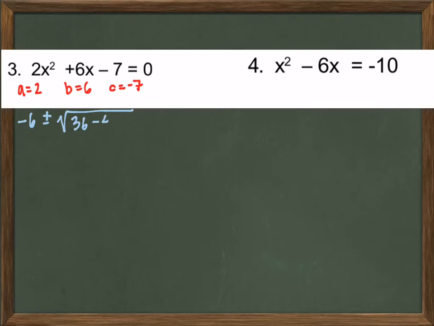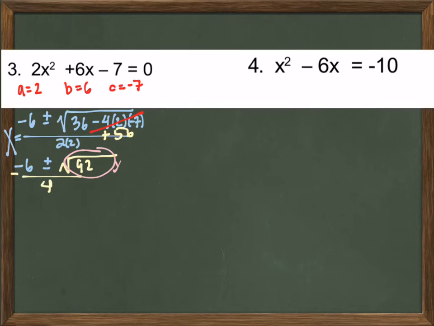Here, we set this one up, identify our A, B, and C, plug it into the formula, simplify, and under the radical is root 92. So we have to simplify that radical, but we're going to have a square root in our answer. So that simplifies to 2 root 23.